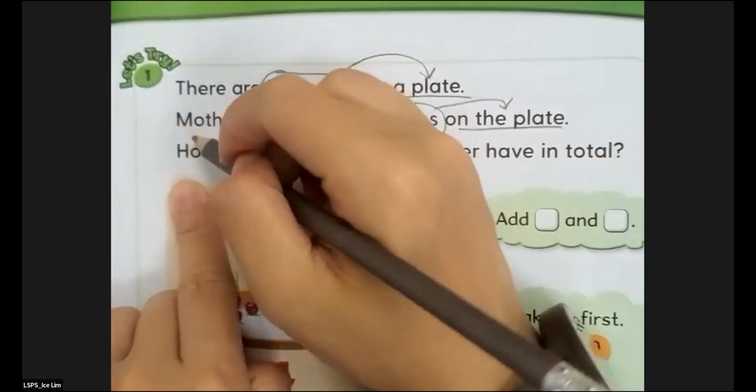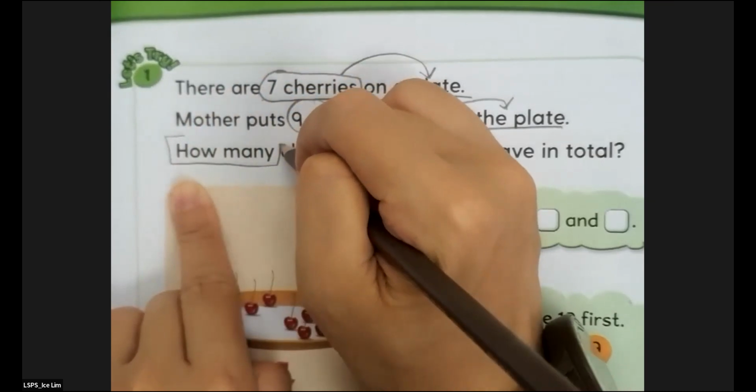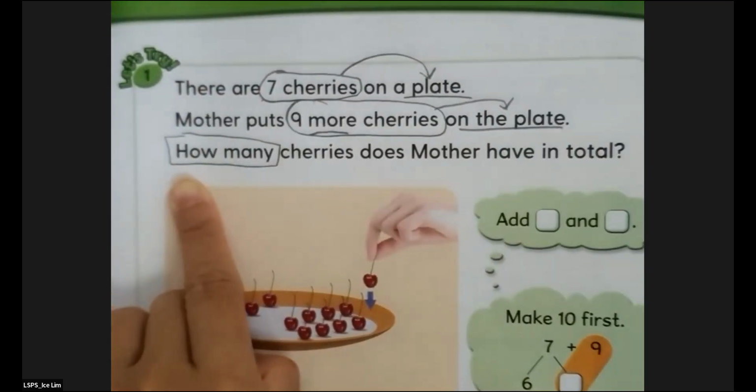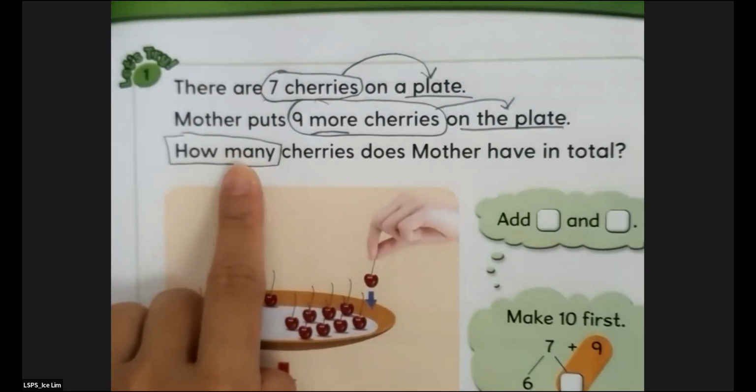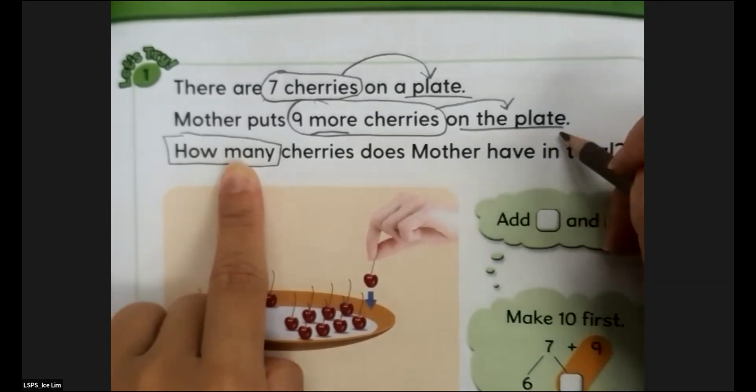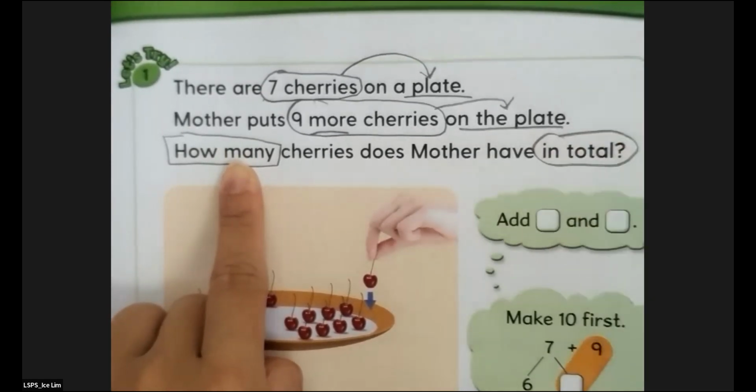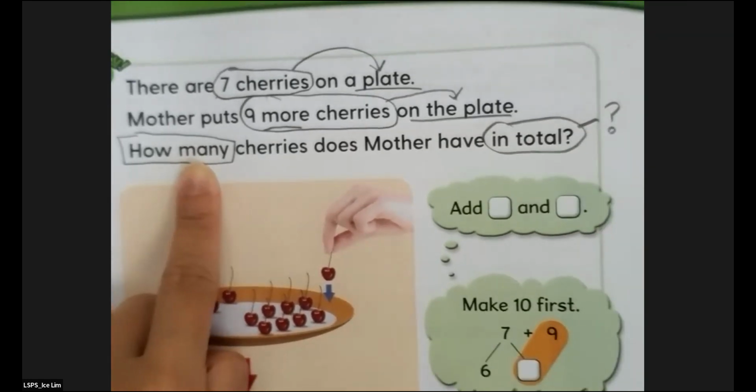Finally, it says how many? That's a question tag, like a name tag. This question tag says how many in total? And that's the question that we're supposed to answer here. Have you circled, underlined, and drawn arrows for the important words?